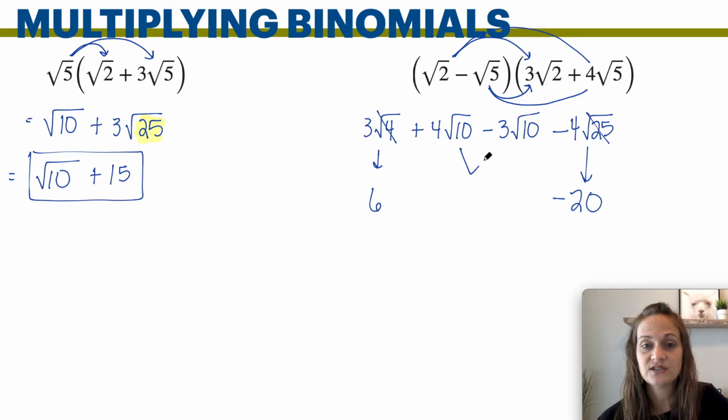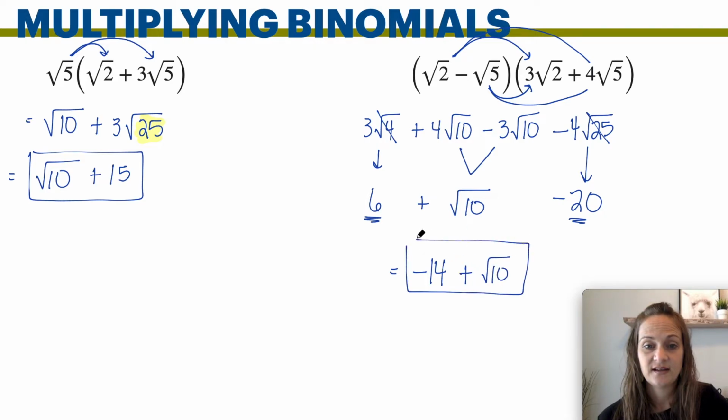And then these two can combine because they have the same square root and the same radicand. So you can combine the coefficients. 4 and negative 3 will give me a 1 square root of 10. You still have these two whole numbers, 6 and negative 20, which will give you a negative 14. And then you have a plus square root of 10 as well.